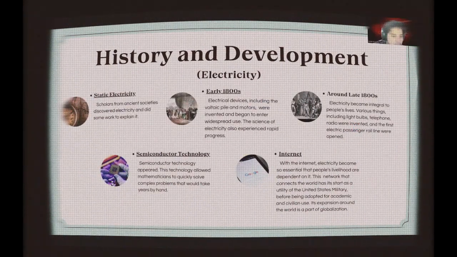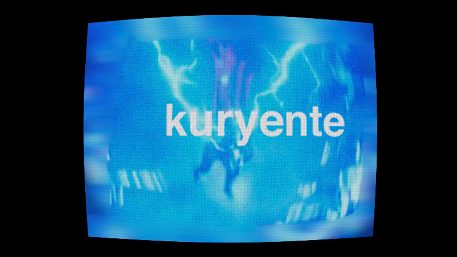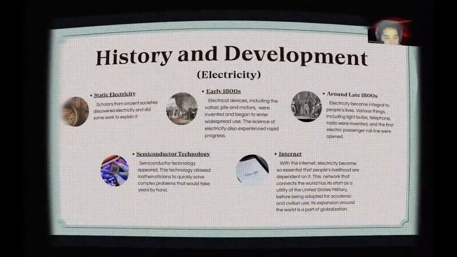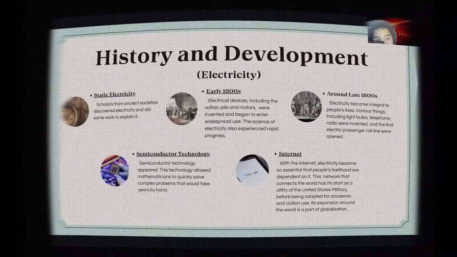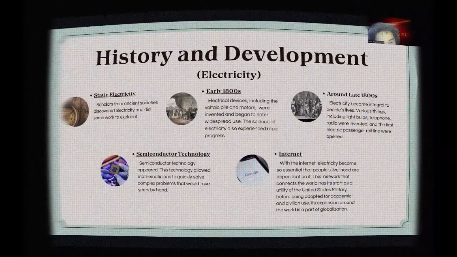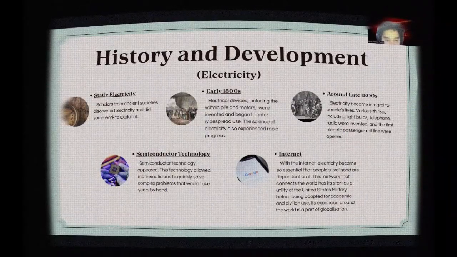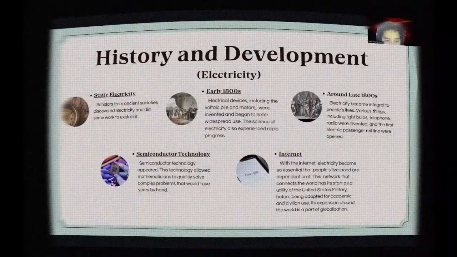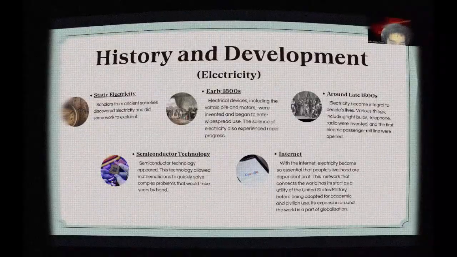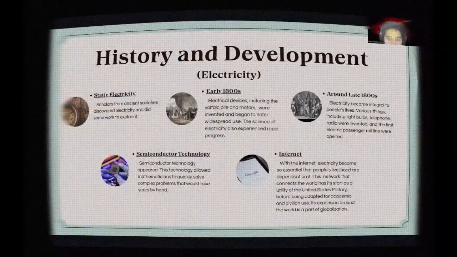All right. Next up, we're gonna talk about the history and development of electricity. Back before the early 1800s, scholars discovered static electricity, which had been discovered by ancient societies, and did some work on trying to explain it. Then in the early 1800s, electrical devices including the voltaic pile and motors were invented and began to enter widespread use. The science of electricity also experienced rapid progress in the meantime.